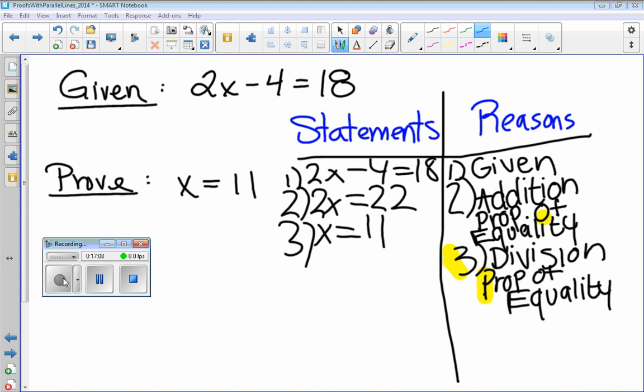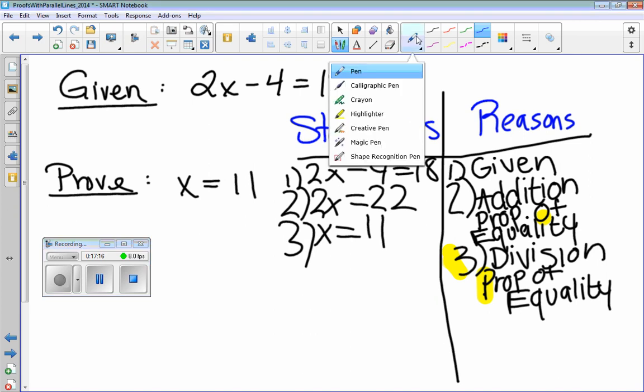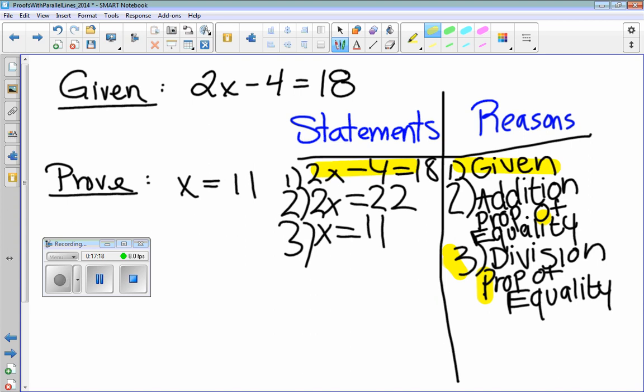Great job. We went ahead and used the addition property of equality. We added 4, and then the division, and we divided. Like pretty basic, wouldn't you say? Don't forget that these 3 statements are always the same, right? Or they're not the same. That can be given to us no matter what.